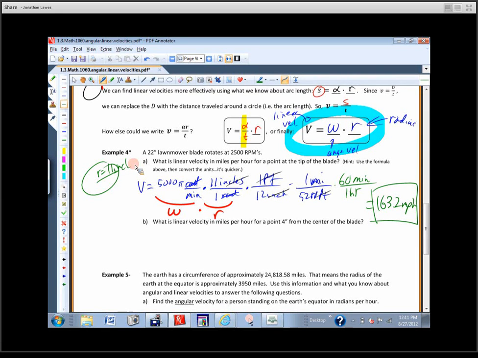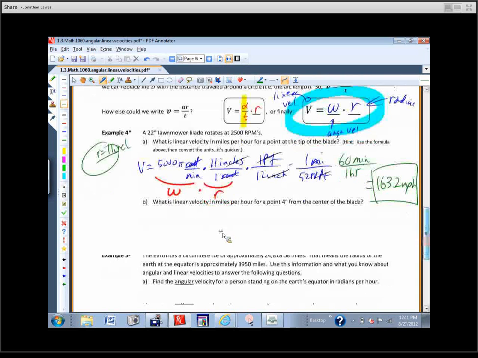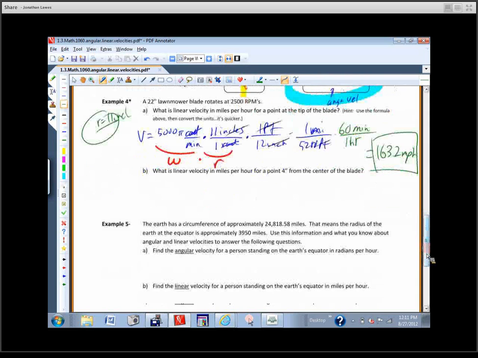Now it's going to get a little bit interesting. What is the linear velocity? That's the linear velocity for a bug on the end of the lawnmower blade. What if that bug moves so it's only 4 inches from the center of the blade? Before, we asked about angular velocity. Bug out here and bug right here, they spin around at the same rate. But what if we talk about the distance that they cover?